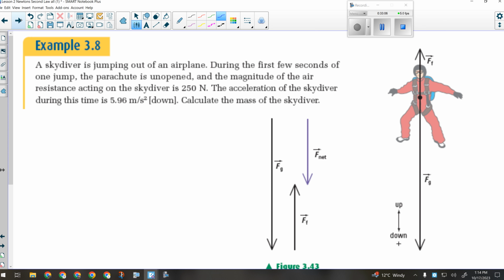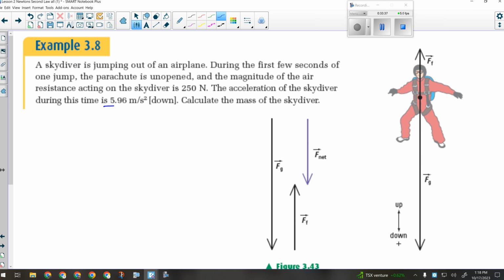They're falling. There's a force of friction or air resistance upwards, obviously gravity downwards, and we want to calculate their mass. Have they already kind of done the free body diagram for us here? They have the picture of the person, force of friction acting up, that's air resistance, force of gravity acting down.